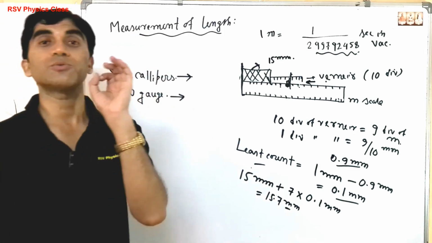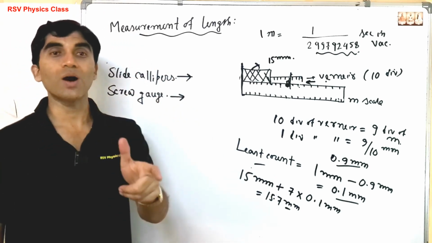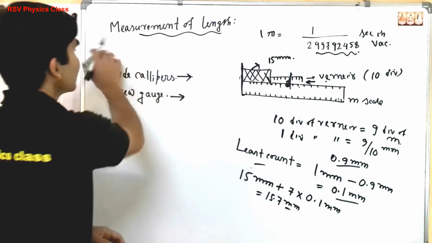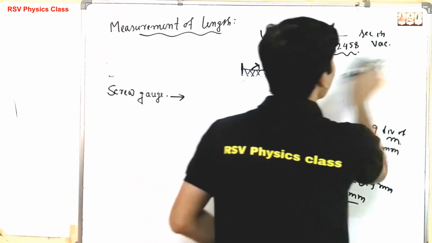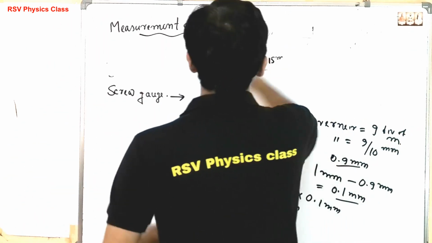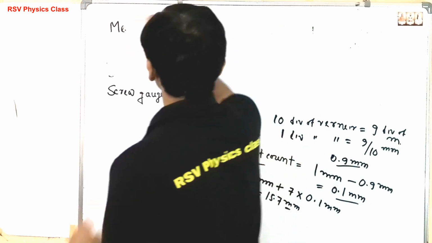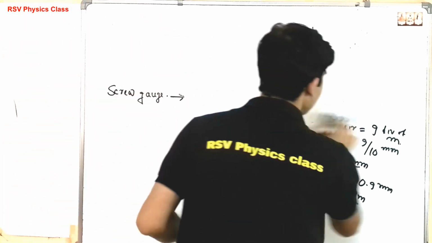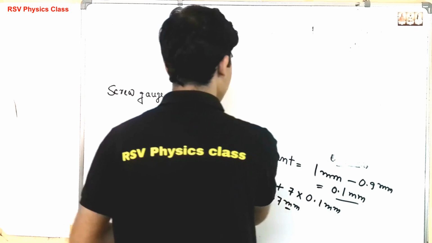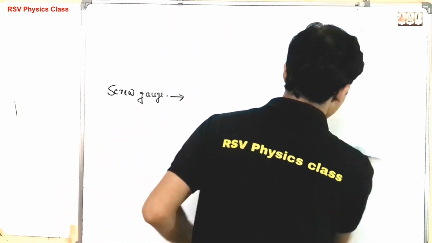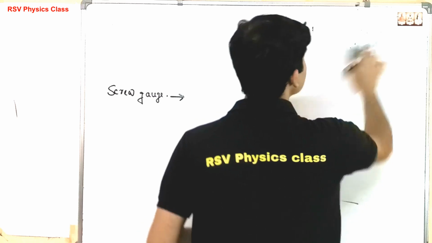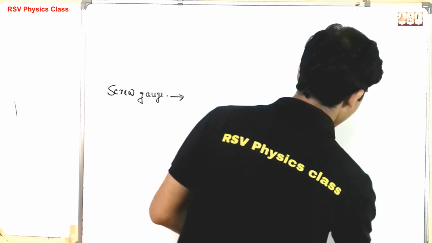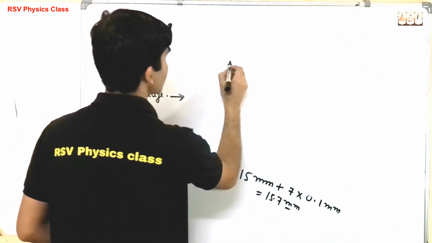But if you want to measure up to 0.01 mm, then you require a screw gauge. So what is a screw gauge? I will be explaining. Beyond that there is an indirect technique. If you want anything beyond 0.01, there is an indirect technique by which you can measure more precisely. So in a mechanical device you can measure up to 0.01 mm. So let's discuss the screw gauge.